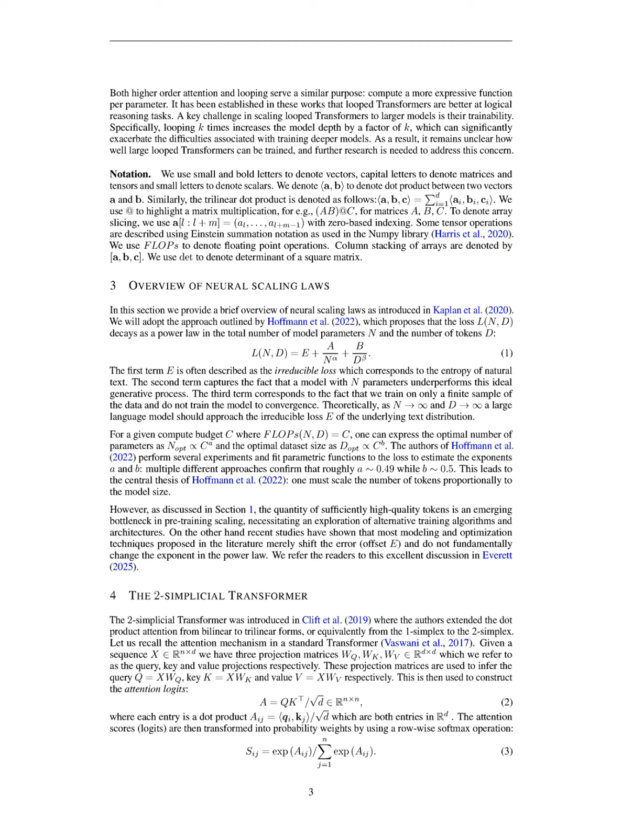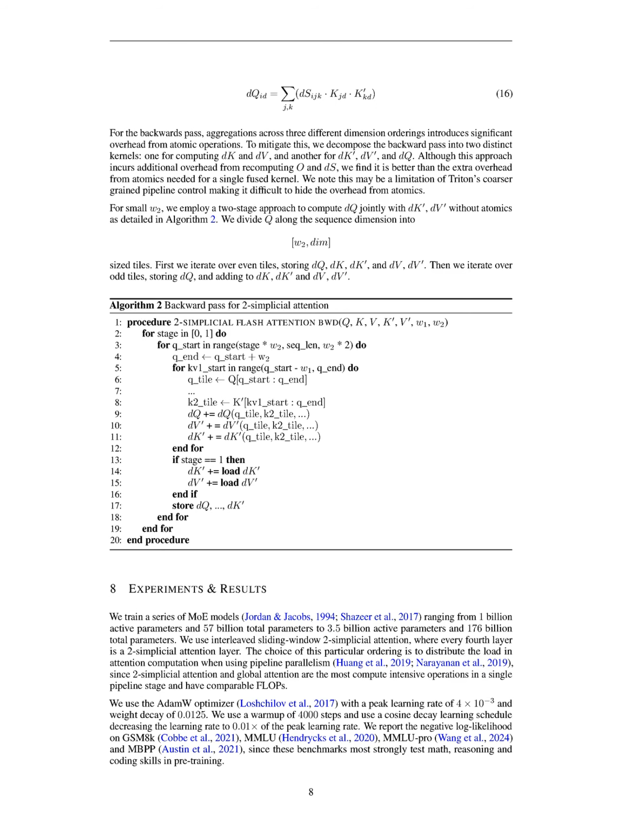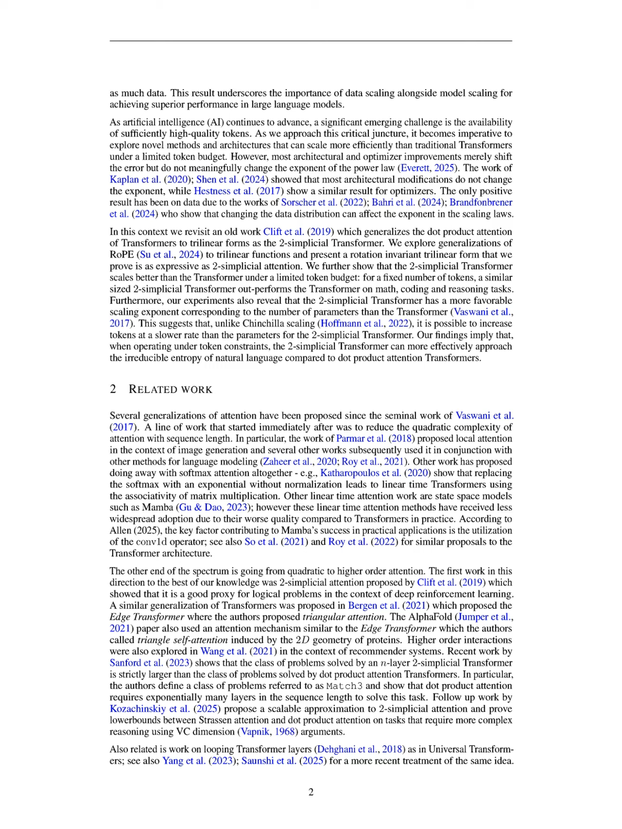The attention logits are computed using a trilinear product, A_ijk equals Q_i dot K_j dot K'_k, resulting in a third-order tensor that captures interactions among the three tokens. The final output is obtained by applying a softmax function to these logits, which transforms them into attention weights, followed by a weighted sum of the value vectors, V and V', based on these weights. This process allows the two-simplicial attention to capture more complex relationships between tokens compared to traditional dot product attention, enhancing its expressiveness and performance on tasks requiring reasoning and coding skills.